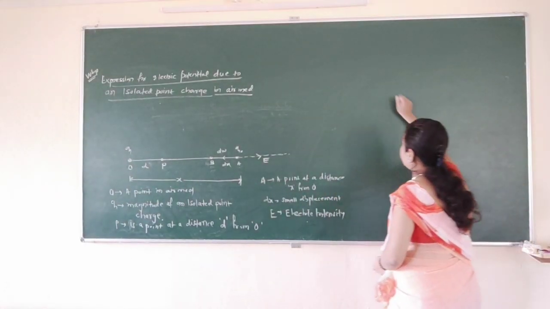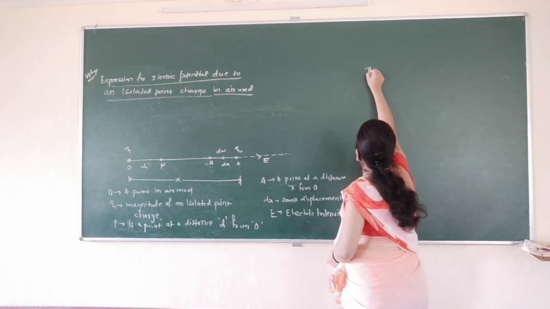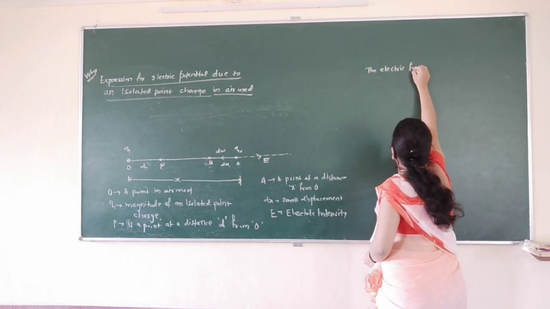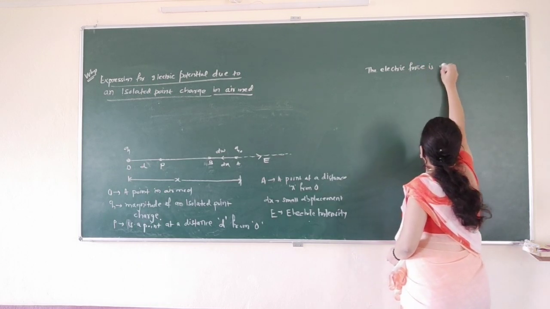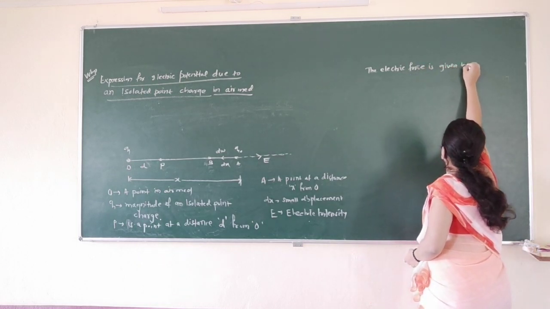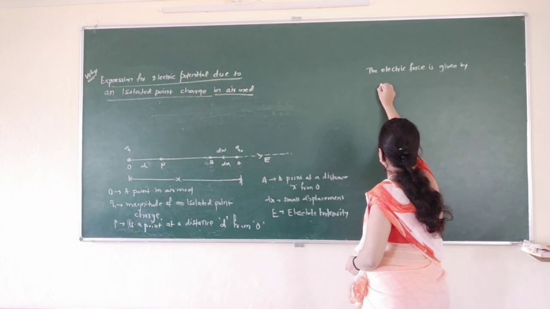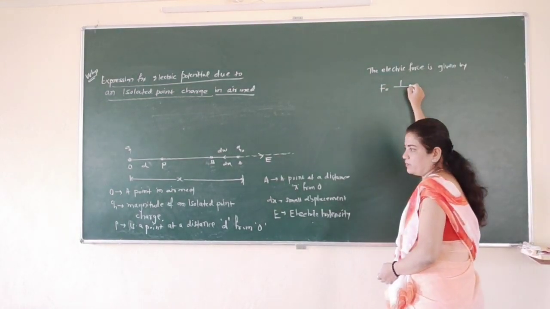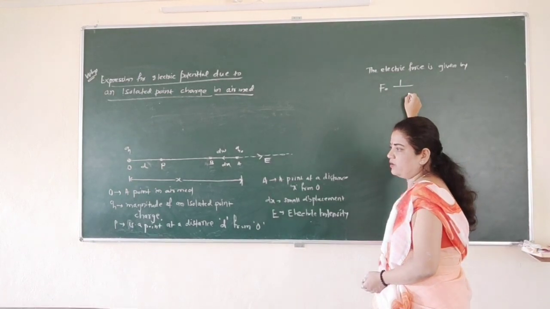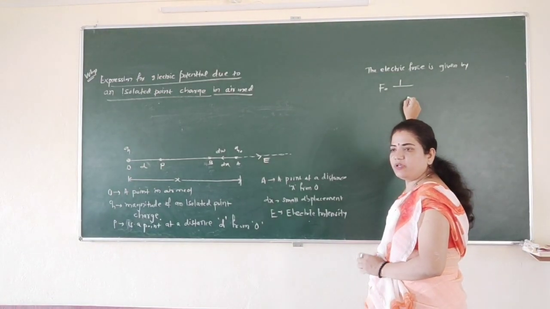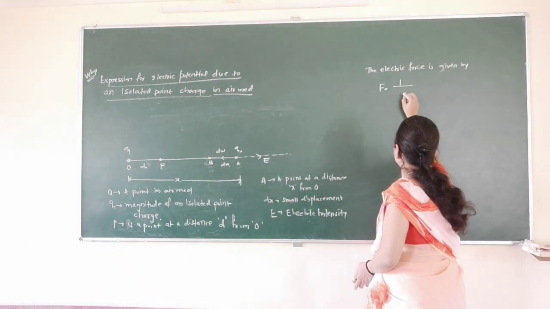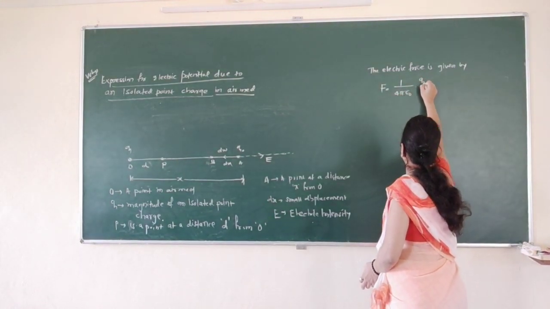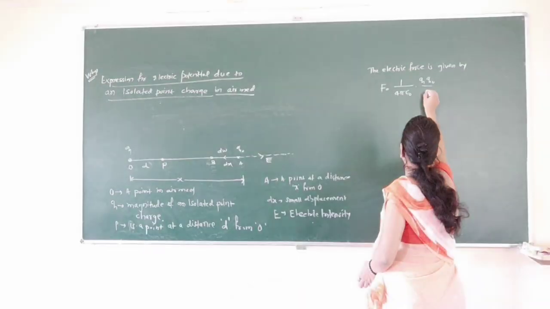The electric force is given by F equal to 1 divided by 4 pi epsilon naught Q Q0 divided by x square. Don't write 9 into 10 to the power 9. That is used only while solving the problems.